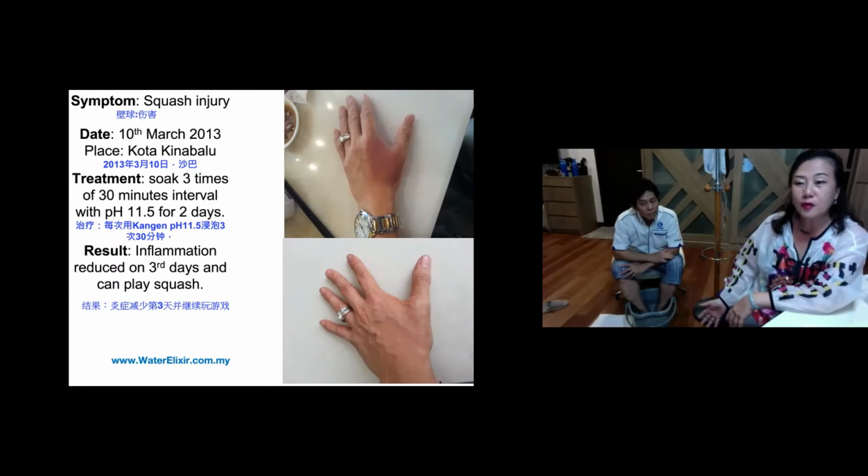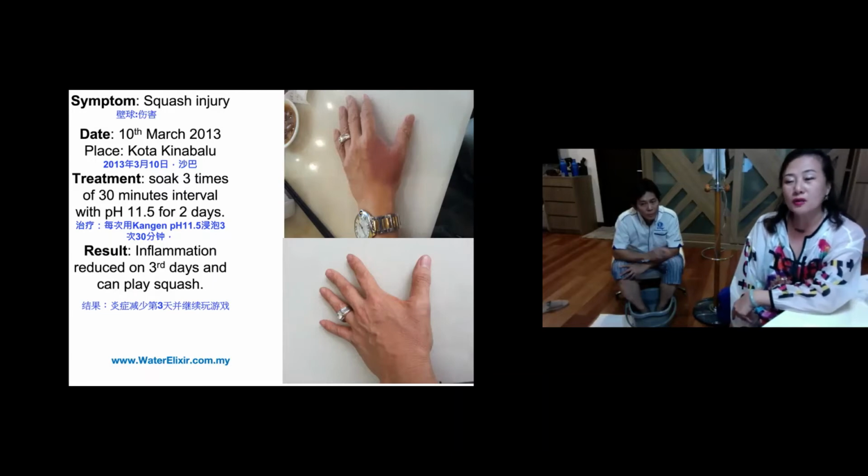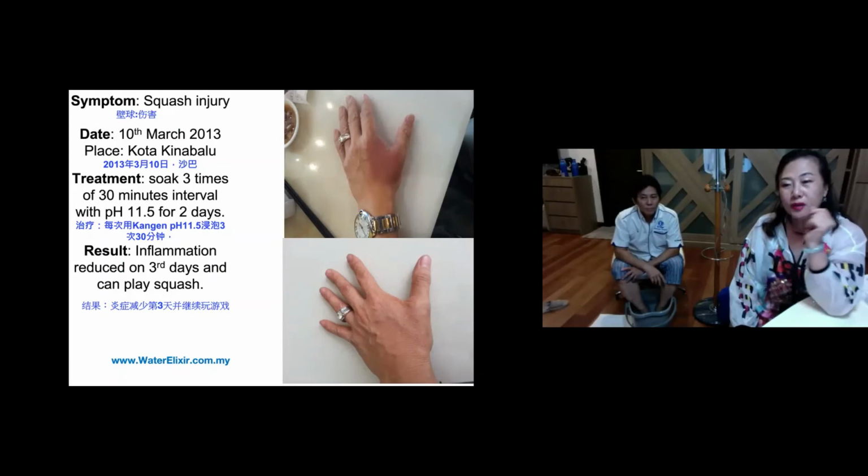followed by 11.5. 11.5 you can soak 20 minutes to 30 minutes, not an issue.